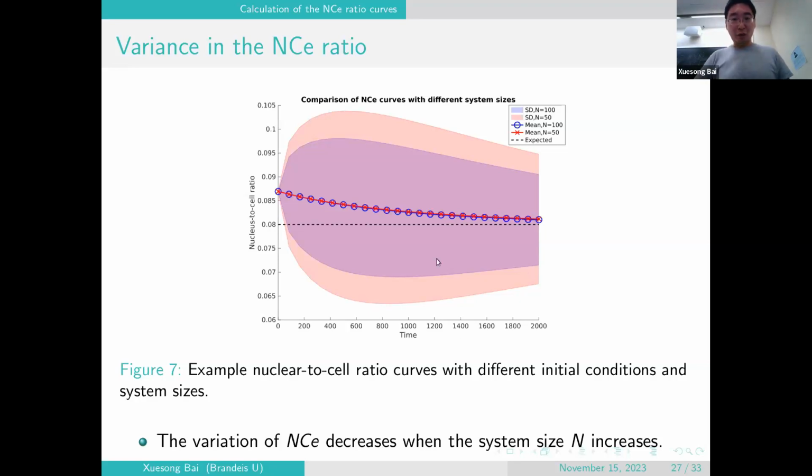Okay, so back to these curves. Previous pictures only look at the mean. Now we can check the variance as well. This picture shows this NC ratio curve with different system sizes and their corresponding standard deviation. If you look at the mean curve, it's pretty close across sizes. But if you look at the standard deviation, we can see that if we increase the system size, the standard deviation actually decreases.